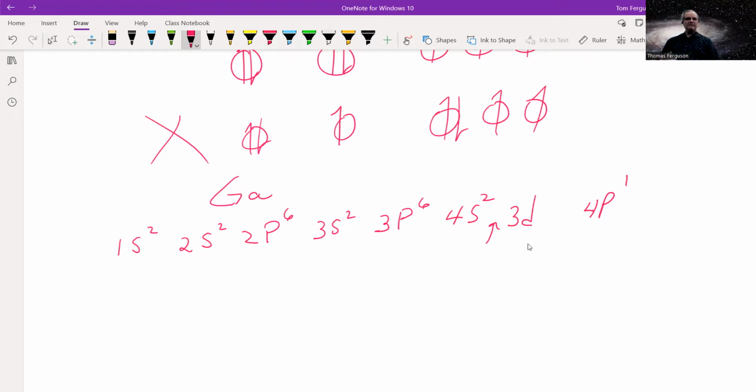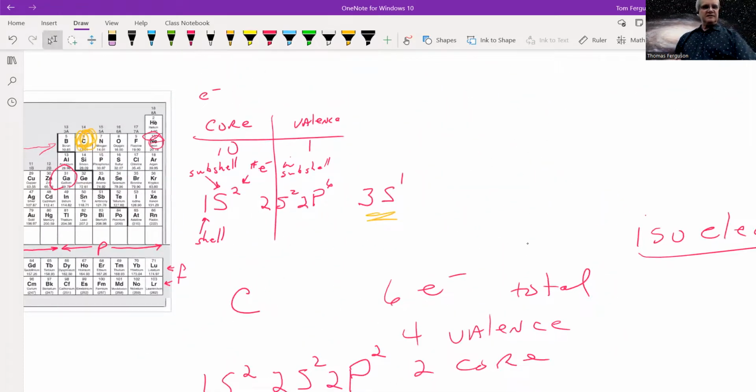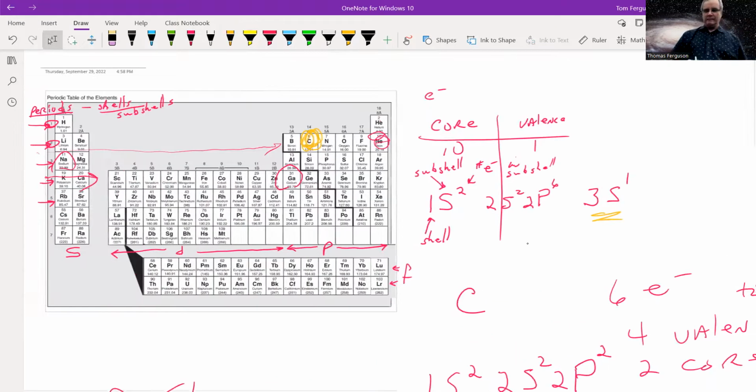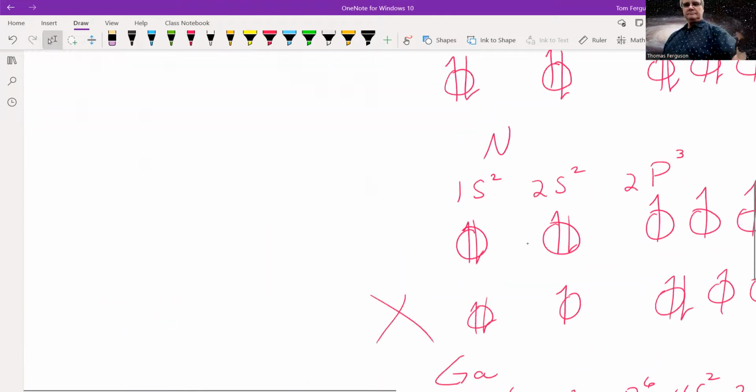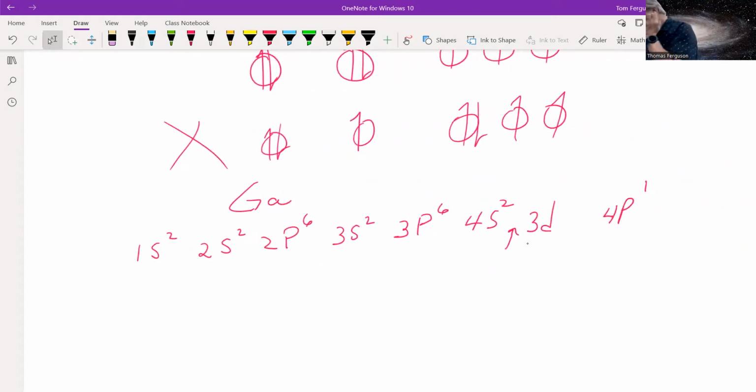Okay, and how far across are the d's? If we count, we're going to go 1, 2, 3, 4, 5, 6, 7, 8, 9, 10. And we're going to go all the way across before we get into the p block. So that's the configuration for gallium.